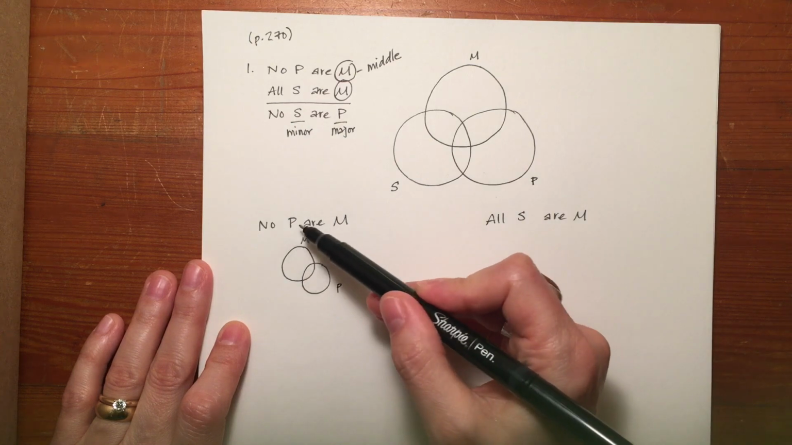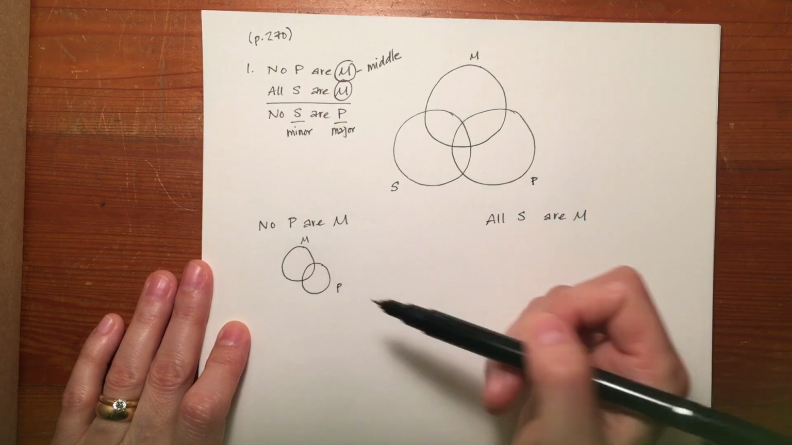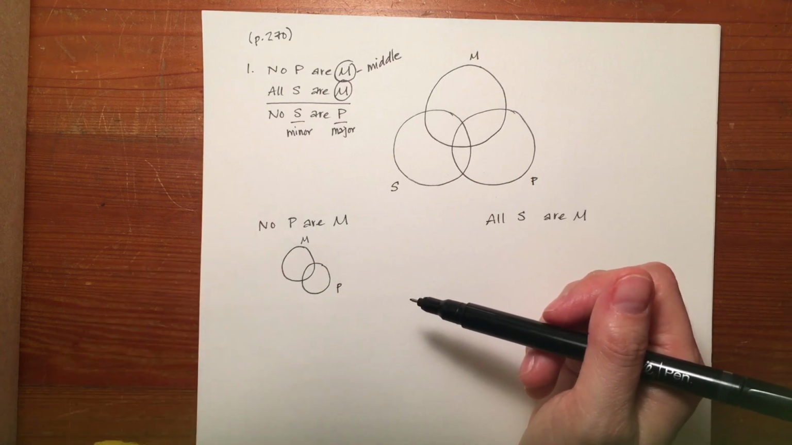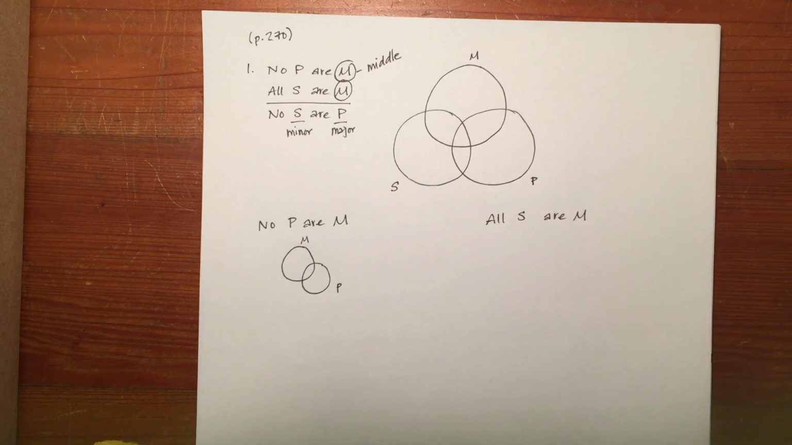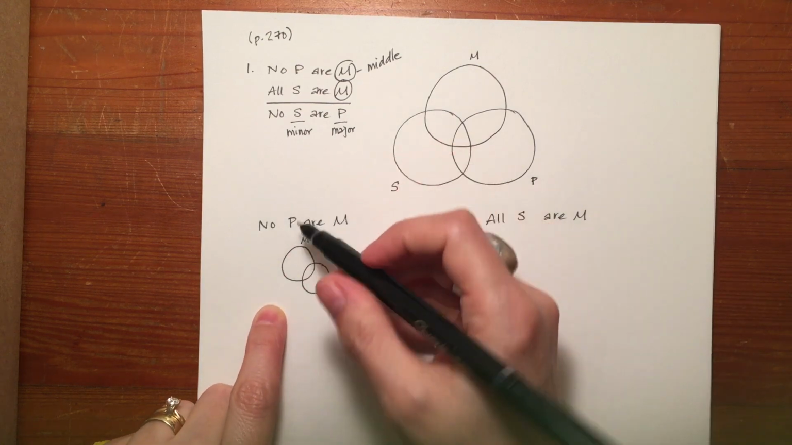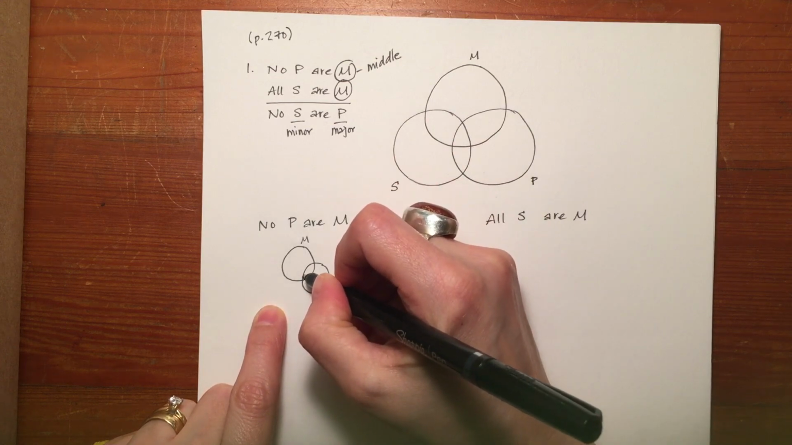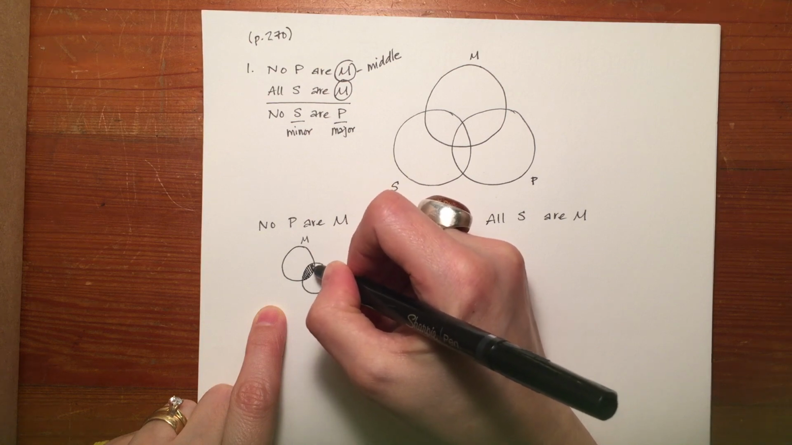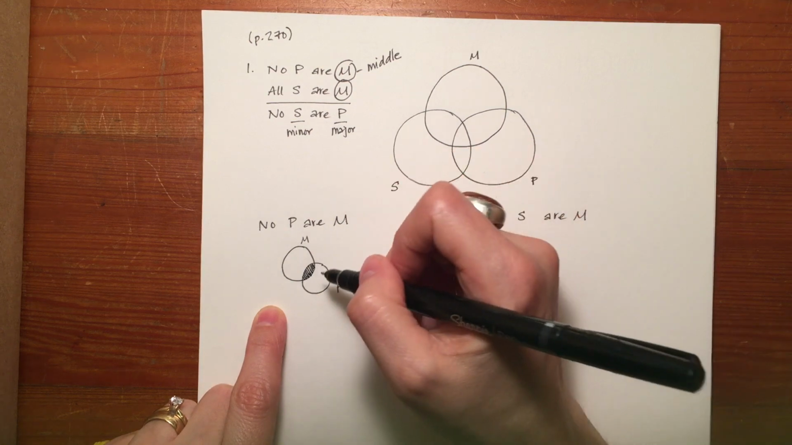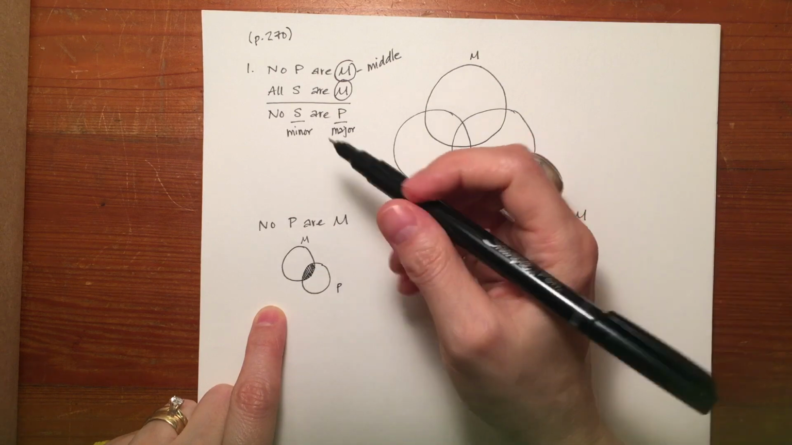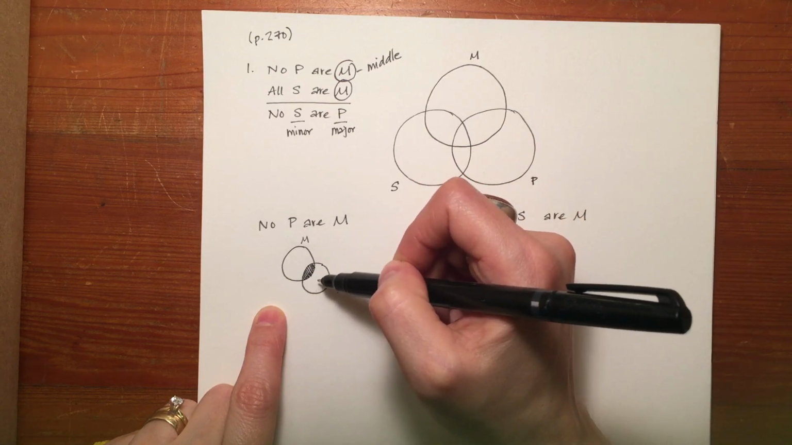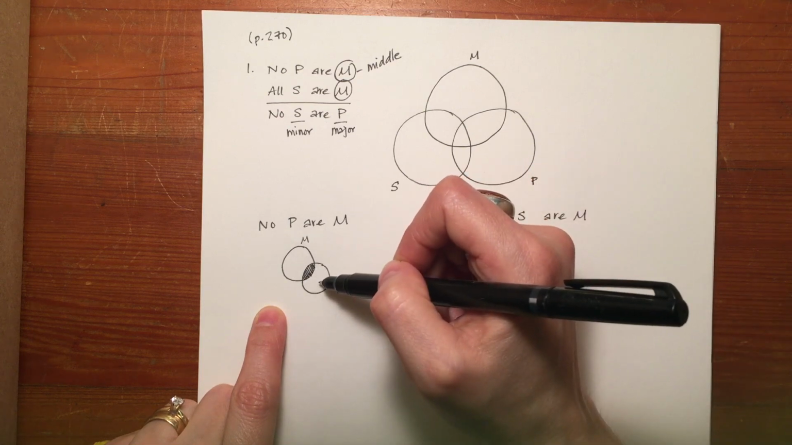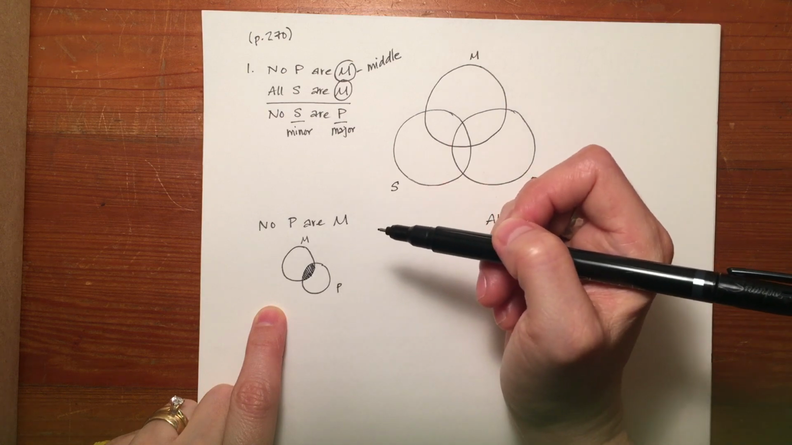I want to say that no members of P are also members of M. This is a universal premise, so I know I'm going to be using shading instead of X's. So what I want to do is shade out any part where M and P connect, because I want to show that no P are M. So what I am effectively doing when I'm shading is shading out the unimportant areas. I'm showing that P where it's blank and M where it's blank are not connected to one another. There are no P's that are also in the M circle.